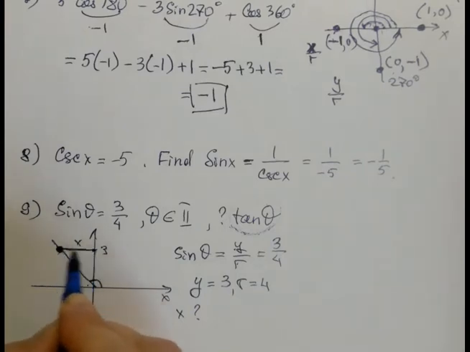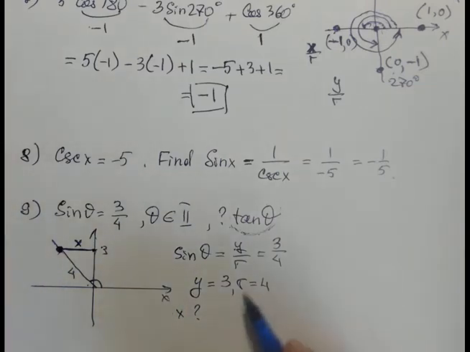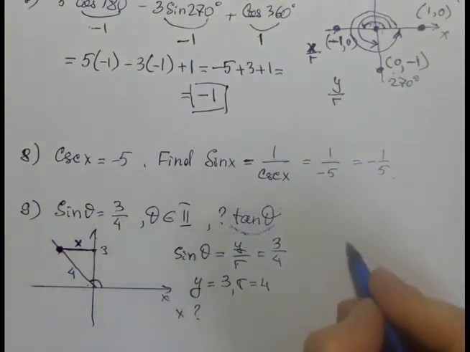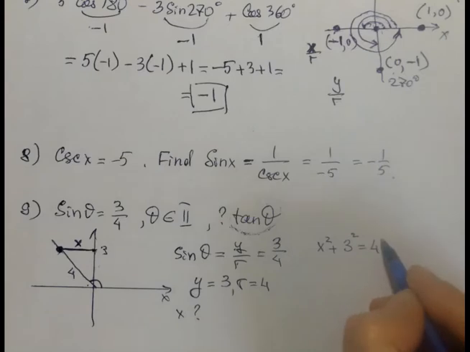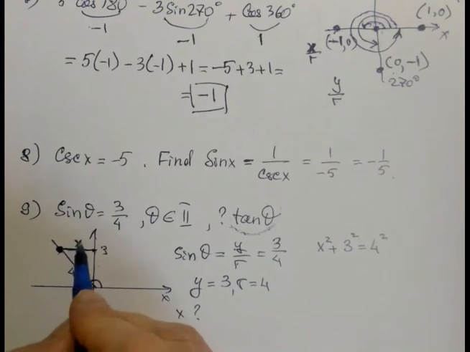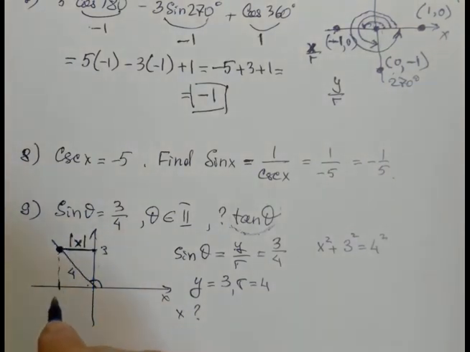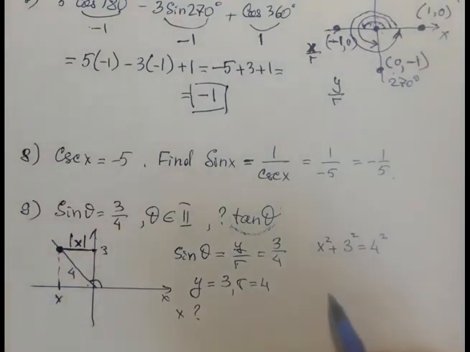and the third side equal to x can be found by the Pythagorean theorem. x squared plus 3 squared equals 4 squared. So the side itself is equal to the absolute value of x. The x coordinate of this point must be negative, don't forget. So x squared plus 9 equals 16.